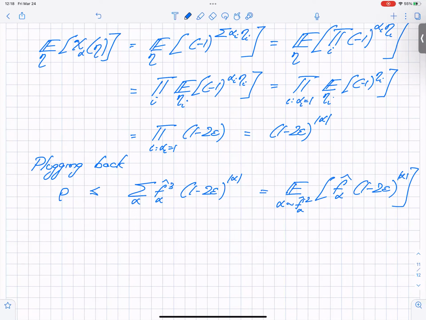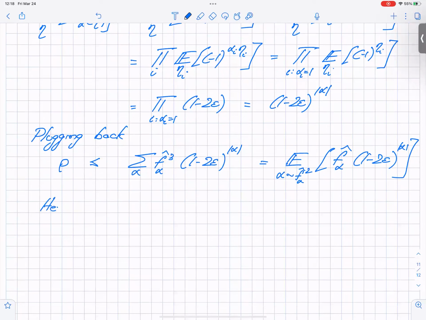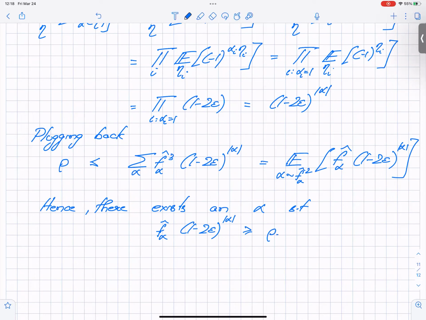So what does it say? The expectation of this quantity is at least rho. Therefore, certainly there exists an alpha such that f hat alpha times (1 minus 2 epsilon) to the mod alpha is greater than or equal to rho. This tells you that f hat alpha itself should be greater than rho, and alpha can't have too large a support, because if it has a large support, this quantity will shrink.